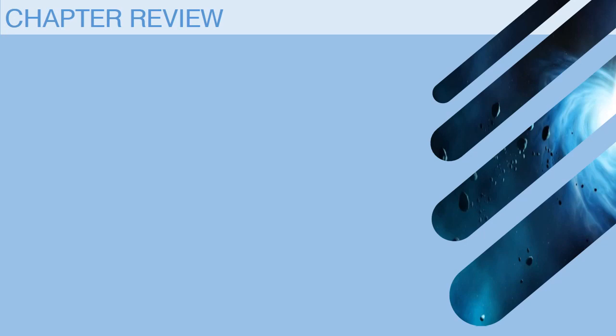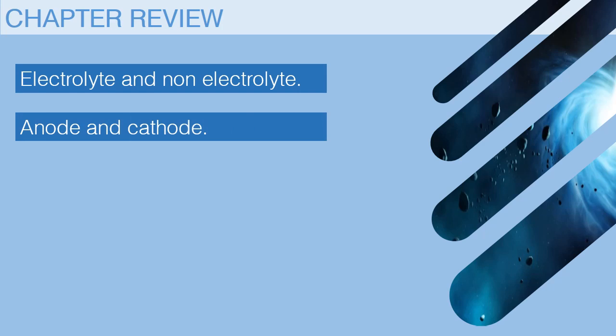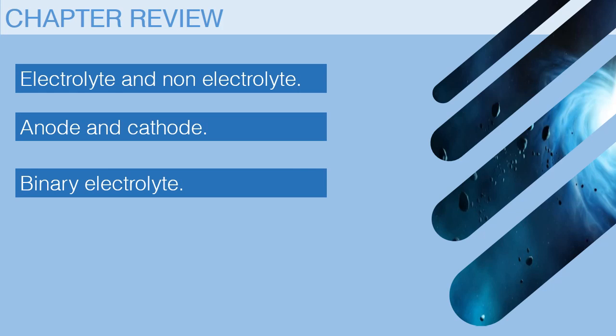Now this time, I'm going to review this chapter in a different way. I'm going to put you to task. Remind yourself the meaning of electrolyte and non-electrolyte, as well as anode and cathode, then binary electrolyte. Then why is graphite a suitable electrode compared to other electrodes such as platinum?